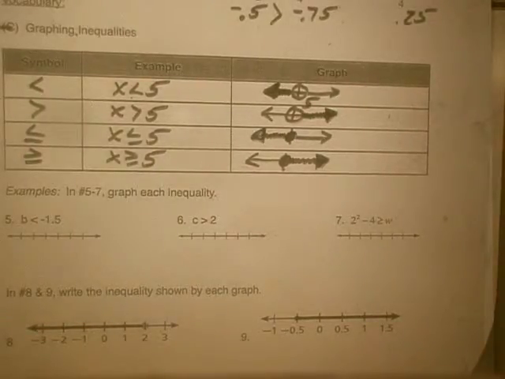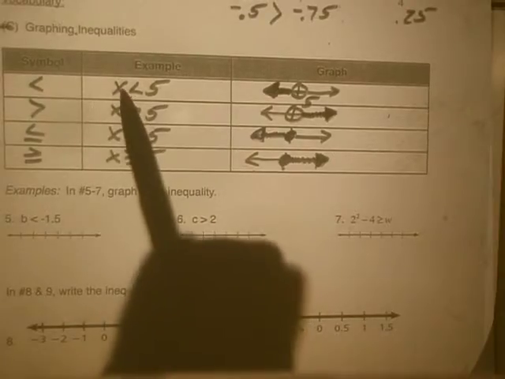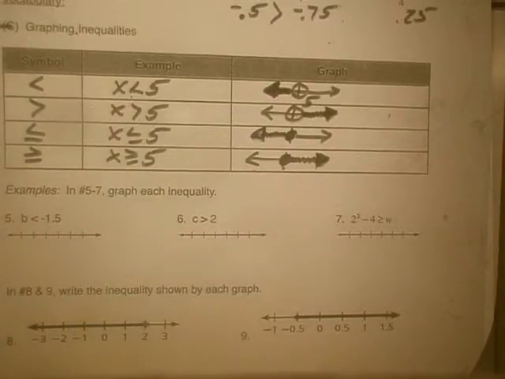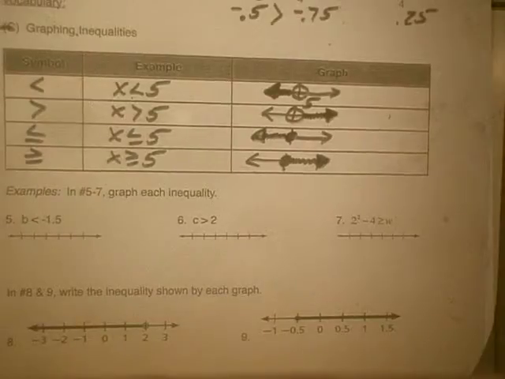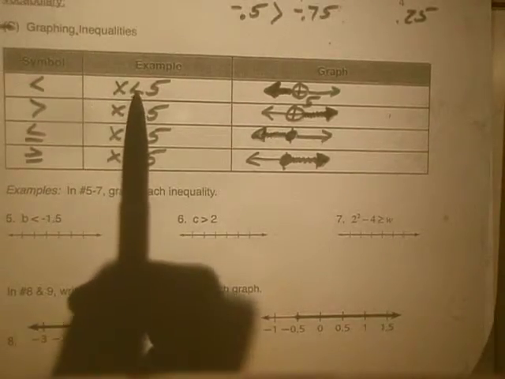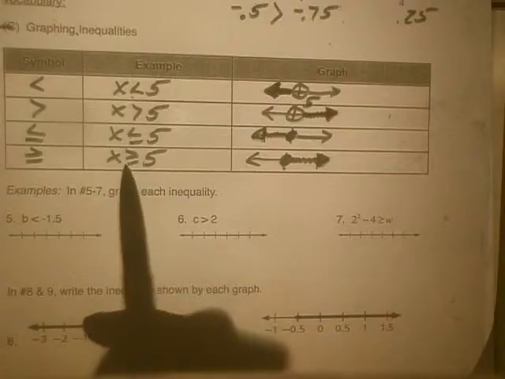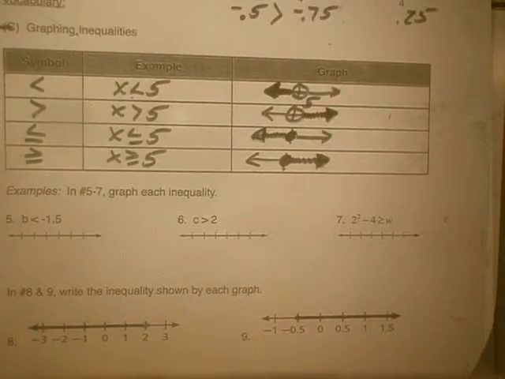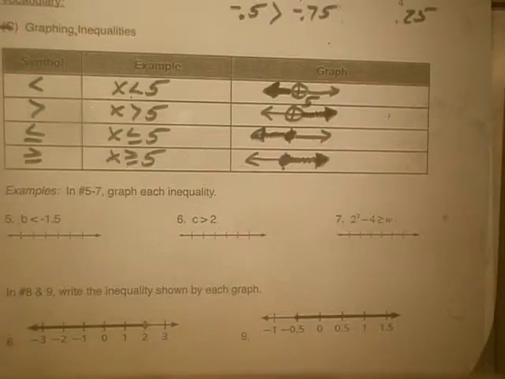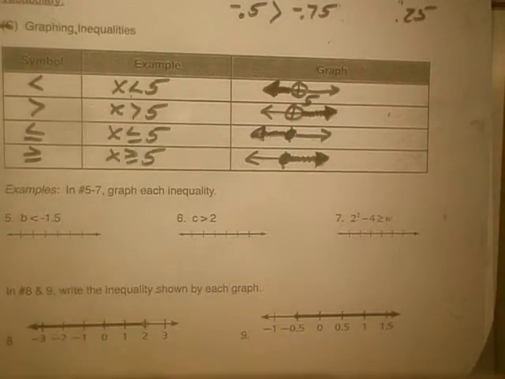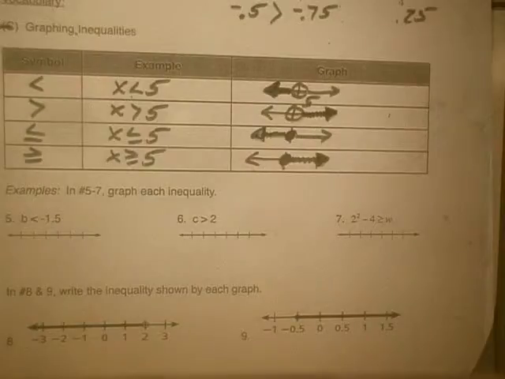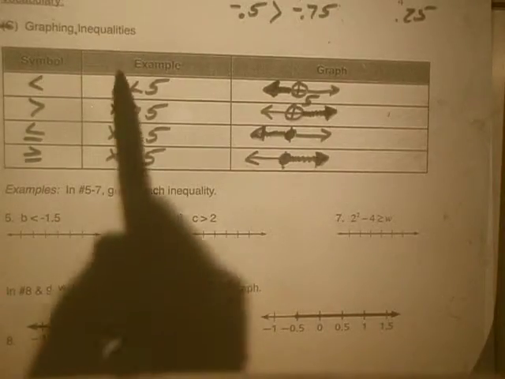You can use that trick as long as your variable is on the left-hand side. See how the variable here is on the left-hand side of all of these? If your variable is on the left-hand side, this sign is going to point the direction that you need to color in the number line. Only if the variable is on the left-hand side. Somebody's going to come back after their test and say, Mrs. TenBrock, you said we could just use that little arrow. But you can only use that direction thing if your variable is on the left-hand side.